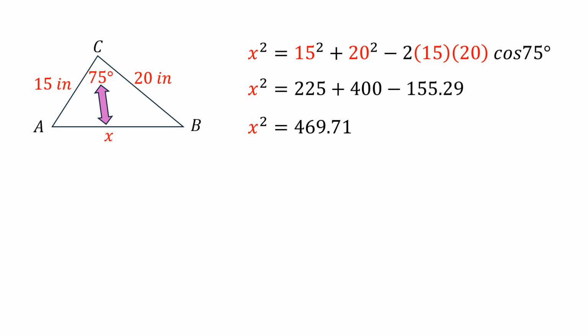So it will be 469.71. The next step is, since we are after x, we need to remove the square on top of x. So we take the square root of both sides to cancel the square. What's left is only x, and the square root of 469.71 is approximately equal to 21.67, and then we put the unit inches because the unit in the given is inches.